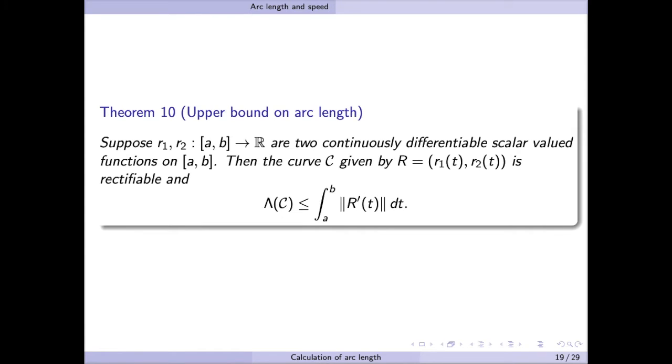At this point, we discuss theorem 10, which gives an upper bound on the arc length of curves that are rectifiable and whose parameterizations are continuously differentiable. So suppose r1 and r2 are two scalar valued functions on the interval [a, b] into the reals and are also continuously differentiable. Then the curve C given by r equals (r1 of t, r2 of t) is rectifiable, and moreover, lambda of C is less than or equal to the integral from a to b of the norm of r prime of t.